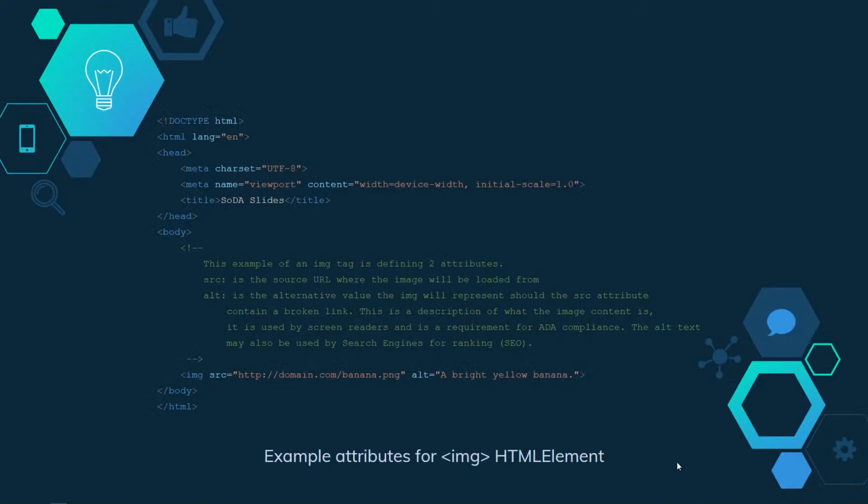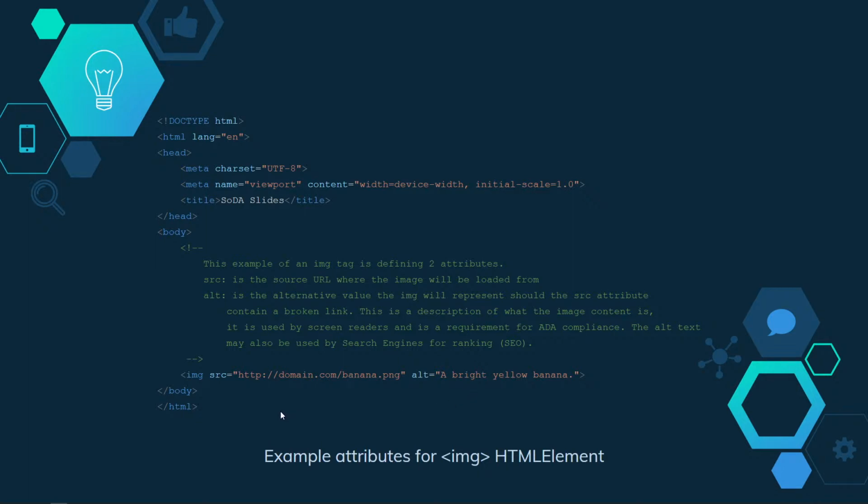Okay. So for example, here's an image tag that has an attribute called source, src for short. We set that equal to some URL that has an image. And then there's another attribute called alt, for alternative text. And this is always going to be a string, a bright yellow banana. The idea here is I want to display an image of a banana. At least that's the goal.